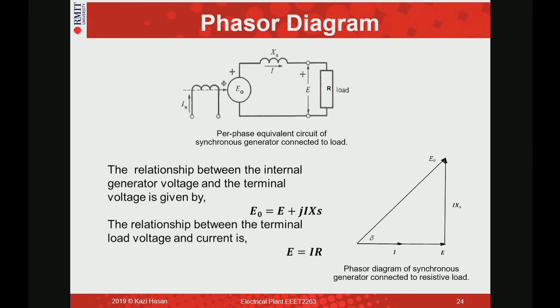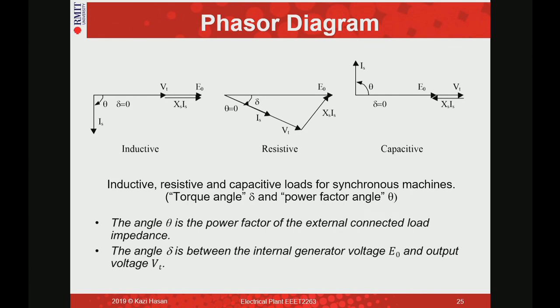You can see this is E, that is E naught. This angle delta is called the torque angle of the synchronous machine. So we have drawn actually these three in the phasor diagram. This resistive one, what we have drawn in the previous page, it is the same, but instead of your horizontal E, it is written as VT and it has been drawn this way. But this resistive one is the same as this one.